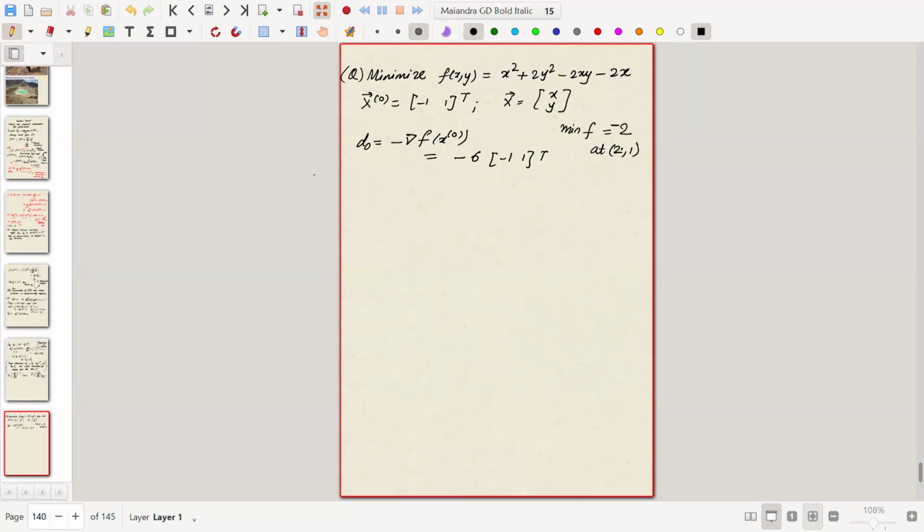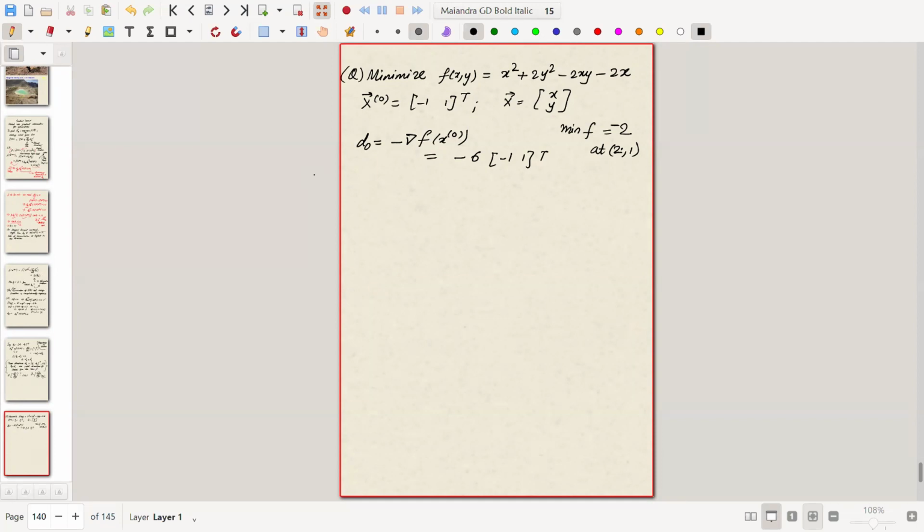Minimum value of f is minus 2 at (2, 1). We already checked via Sylvester criterion. Now again, why are we doing this via gradient descent? Just to check whether it is more efficient. Gradient descent is an algorithm which can work for you in more than 2 dimensions, like 3 or 4. But Sylvester criterion can work only for 2 dimensions.